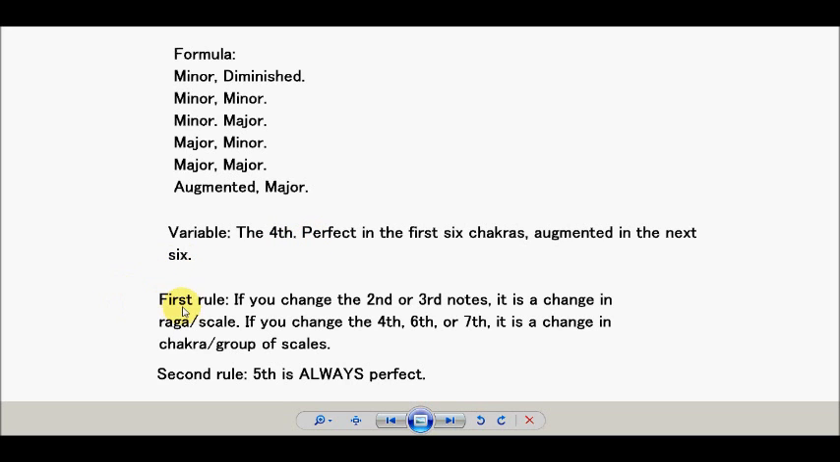And the first rule is what I've just explained. If you change the second and third notes, it is a change in raga or scale. And then if you change the fourth, sixth, or seventh, it is a change in chakra or group of scales. And the second rule is the fifth is always perfect. So no matter what raga or scale or chakra you play, the fifth is always the same.